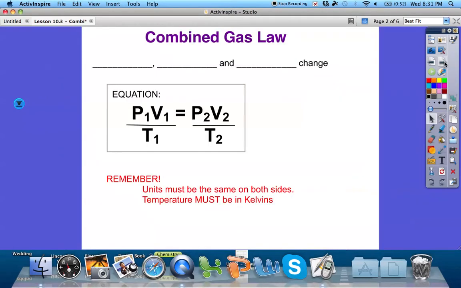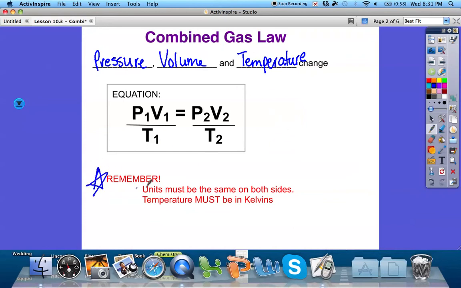The combined gas law combines Boyle's, Charles's, and Gay-Lussac's laws. The law compares pressure, volume, and temperature changes. The equation is P1 times V1 divided by T1 equals P2 times V2 divided by T2.